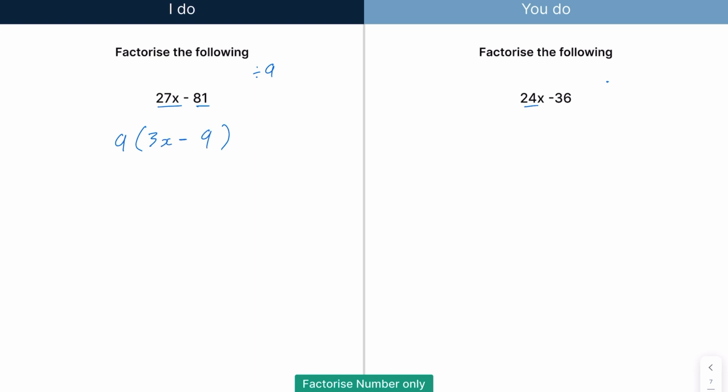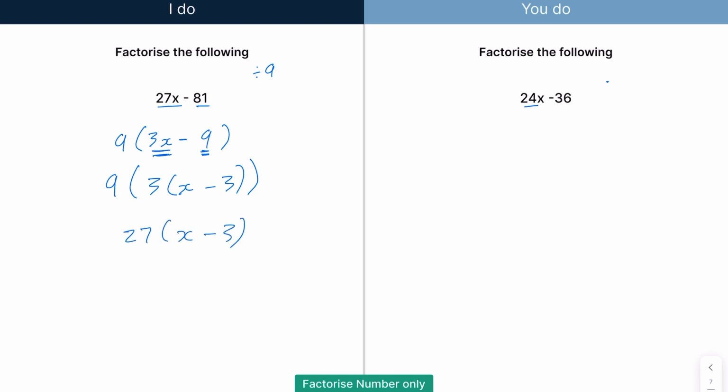Now, this isn't the final answer, and the reason for that is because this isn't fully factorized. Now, if you pay close attention, this can still be factorized. 3x minus 9 can still be factorized. So if I write this out again, I can take out a factor of 3. So if you're looking at just this and just this, I can take out a factor of 3, and I can write this as x minus 3. Okay, and now the final answer here becomes 27 bracket x minus 3.